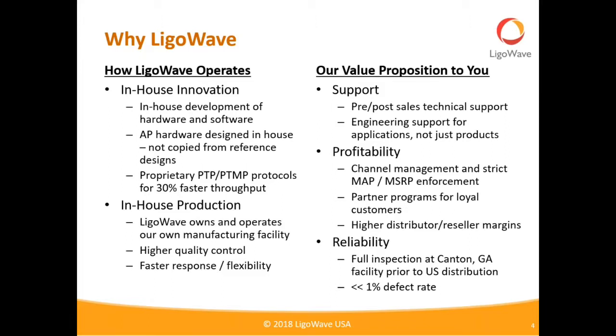For our customers, we do a full inspection at our Canton, Georgia facility prior to US distribution. So in addition to items going through QA when they're in the factory in China, we also do a full inspection for more upgrades, custom configurations if needed, and so forth, at our facility here in the US before it gets sent out to distributors. And that gives us a substantially less than 1% defect rate. We have very few defects as a result.